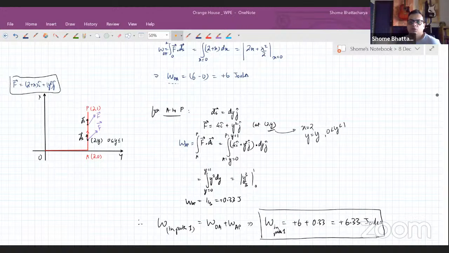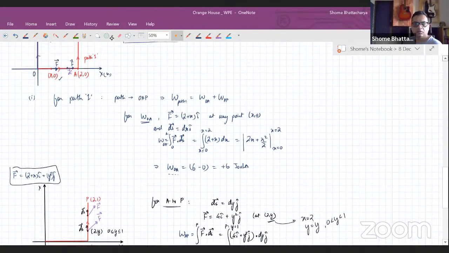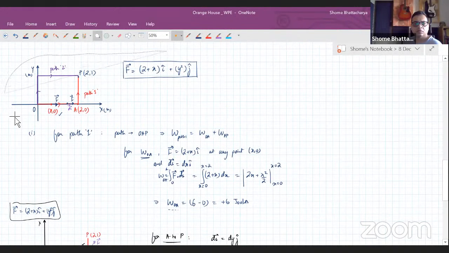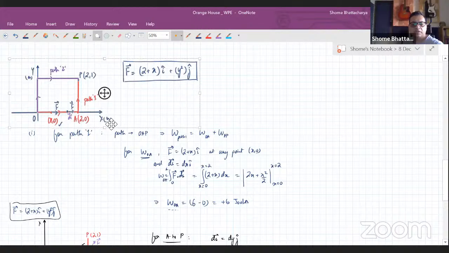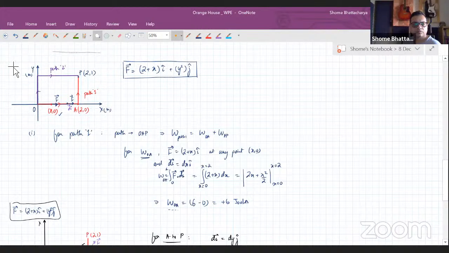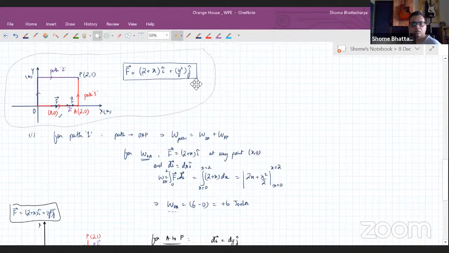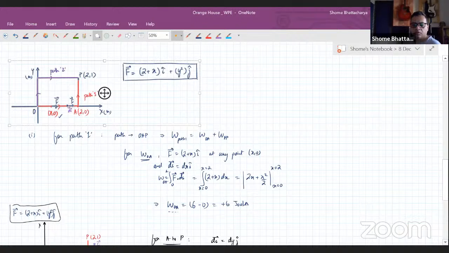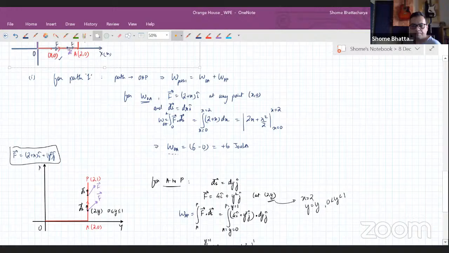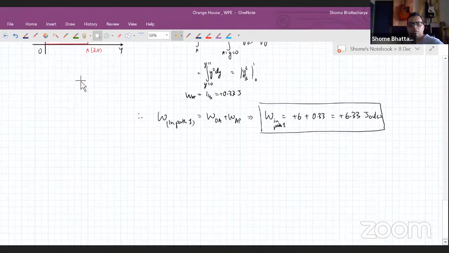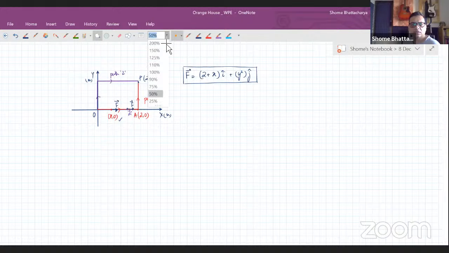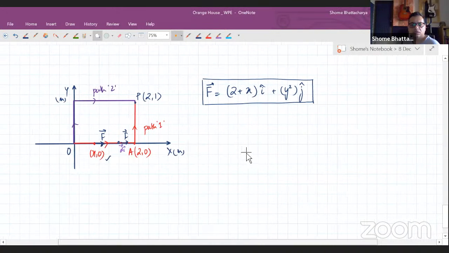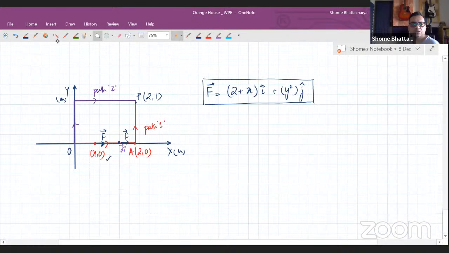Okay, so now when you try the same thing for the second path, let's pick this whole thing up. You should be able to show that the net work done will come out to be the same. Because when we calculate the work done for going first along the y-axis, it will again come out to be 0.33 joule. And then when we calculate the work done for going along the x-axis, it will again come out to be 6 joules. Anyhow, let us show that with calculation.